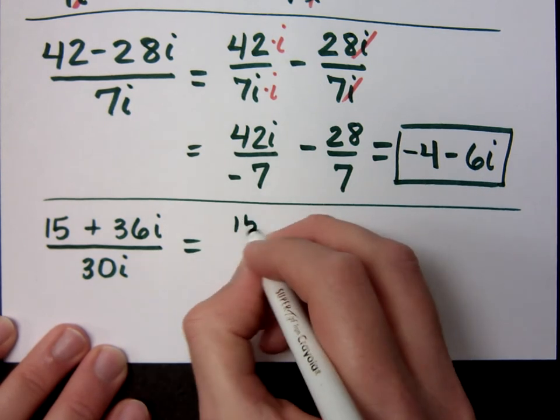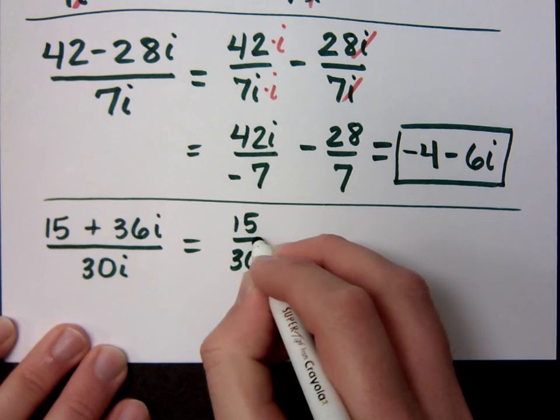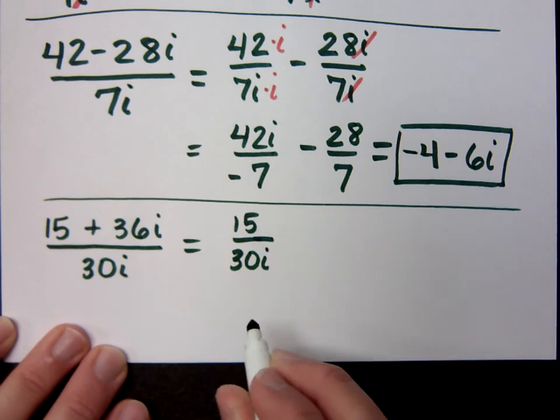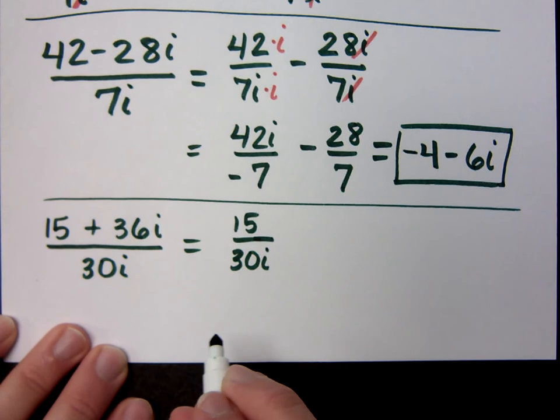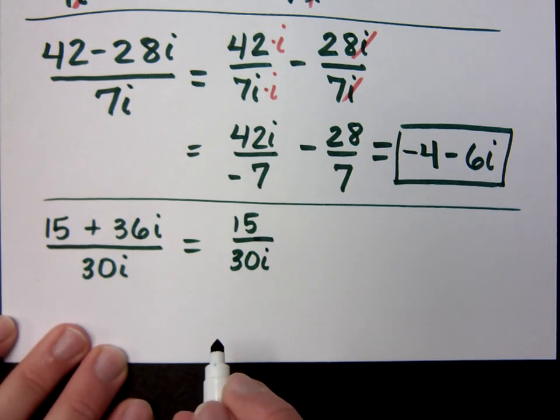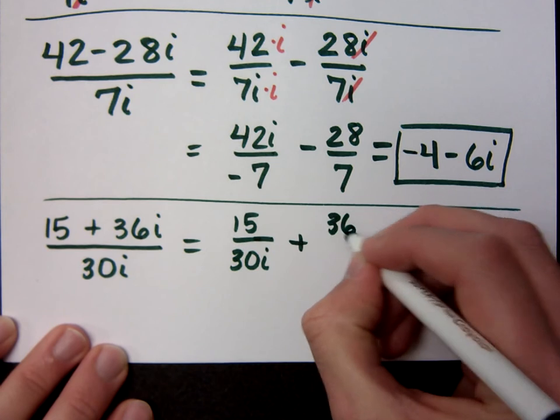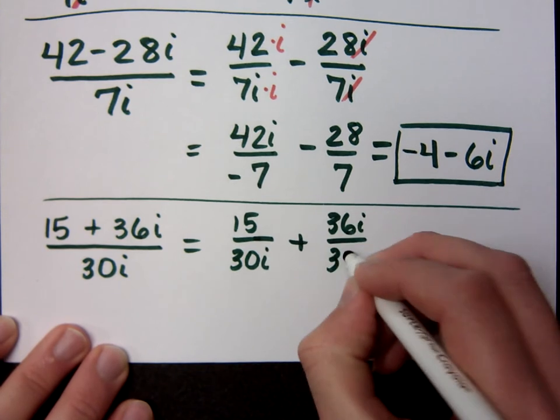So I have 15 over 30i. Now notice that this i is in the denominator. If you think back to some of the examples that we've had before in this class with factoring or anything with fractions, we have to pay very close attention to where variables are, whether they're in the numerator or denominator. And some of you may have even lost points when your fraction bar extended over something that wasn't supposed to. But here the i is in the denominator, and then I've got 36i over 30i.